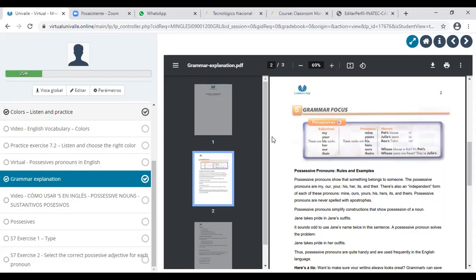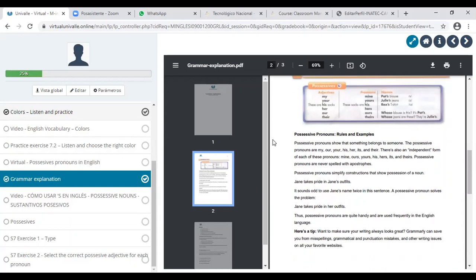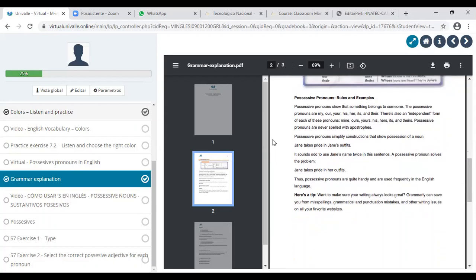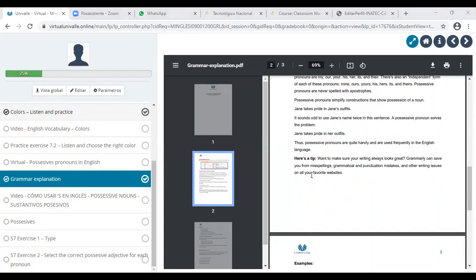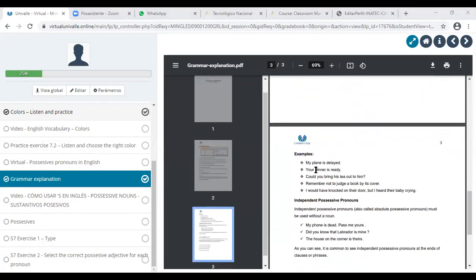Possessive pronouns simplify constructions that show possession of a noun. For example, Jay tastes Brian and Jane's outfits. That's a simple example. It sounds odd to use Jane's name twice in this sentence. A possessive pronoun solves the problem. Jane takes pride in her outfit. And here we have a tip to make sure your writing always looks great. Okay, talking about Grammarly.